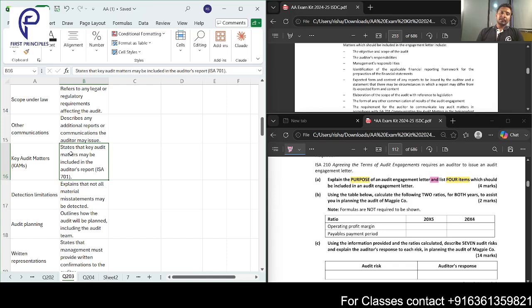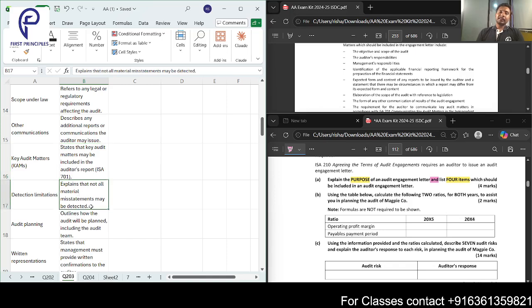Next, we have key audit matters. It states that any key audit matters will also be included inside the audit report. You're letting them know now only that you will include any key audit matters in the audit report.